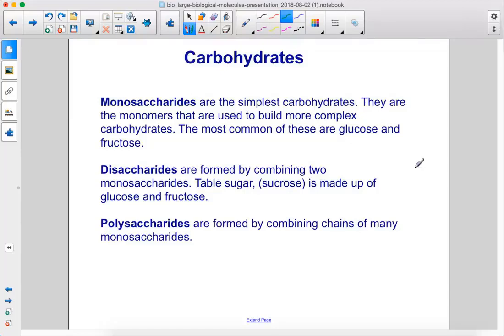Monosaccharides are the simplest carbohydrates. They are the monomers that are used to build more complex carbohydrates. The most common of these are glucose and fructose. Disaccharides are formed by combining two monosaccharides. Table sugar, for instance, sucrose, is made up of glucose and fructose. Polysaccharides are formed by combining chains of many monosaccharides.